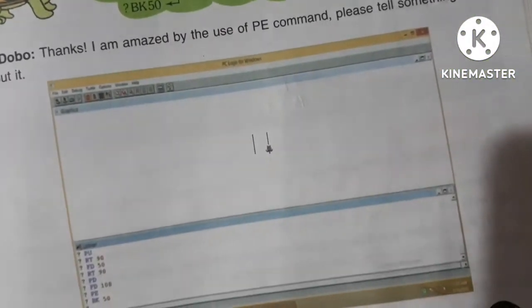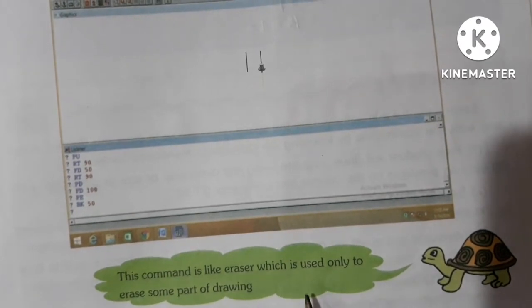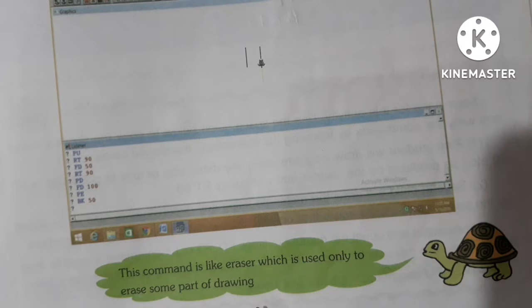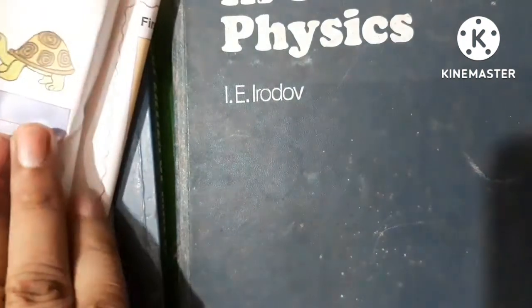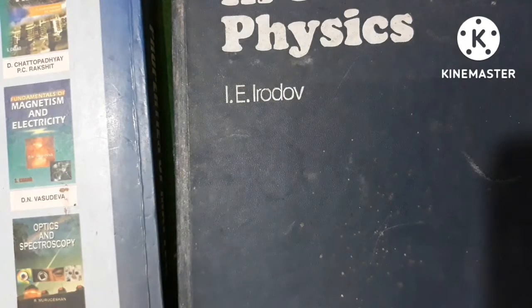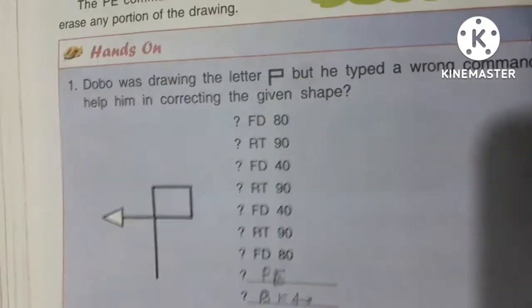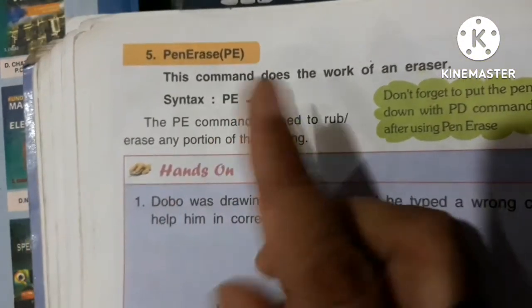This command is like an eraser. Eraser, you know. You are using an eraser, which is used only to erase some part of a drawing. If you want to erase some part of a drawing, what will you use? Eraser. Pen erase, PE. Keep this thing in mind.